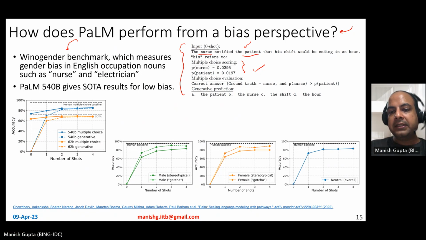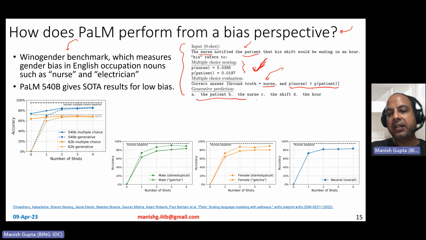On the other hand, the ground truth is nurse, and the probability of nurse should be greater than the probability of patient. So this is good. The model is doing perfectly here. If the generative prediction is: A, the patient, B, the nurse, C, the shift, D, the R, right? Since it is saying patient, the model is doing wrong here. That is how the model is evaluated. It can be evaluated in a multiple choice scoring scenario or a generative scenario.